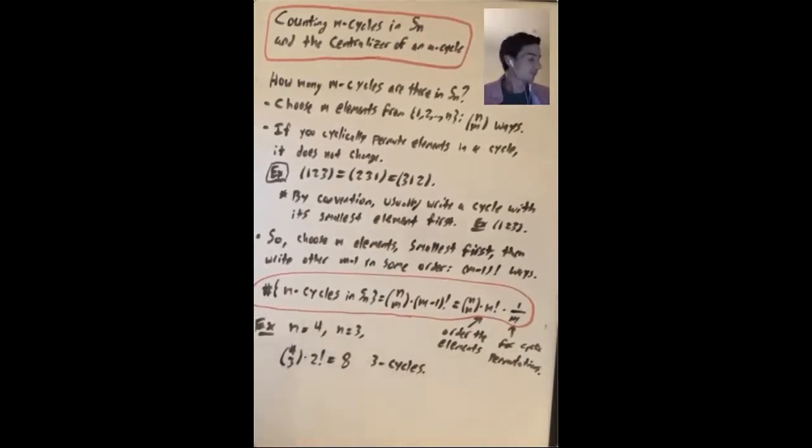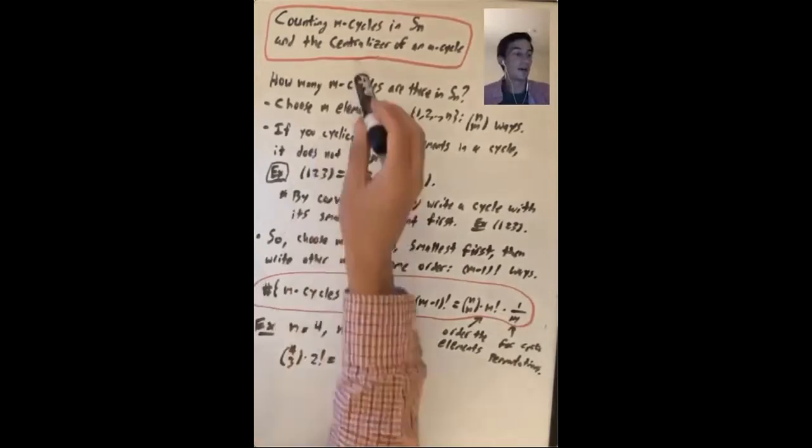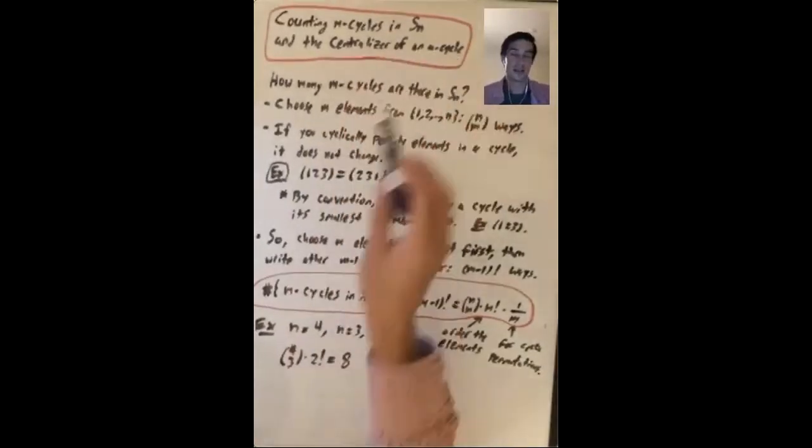And we know that every 3 cycle is an even permutation, is a product of 2 transpositions. So these 8 3 cycles in S4 are all in A4. And when we talked about A4 earlier, a few lectures ago, we saw that there were exactly 8 3-cycles in A4. So I'm going to pause, and then we'll talk about the centralizer of an m cycle.